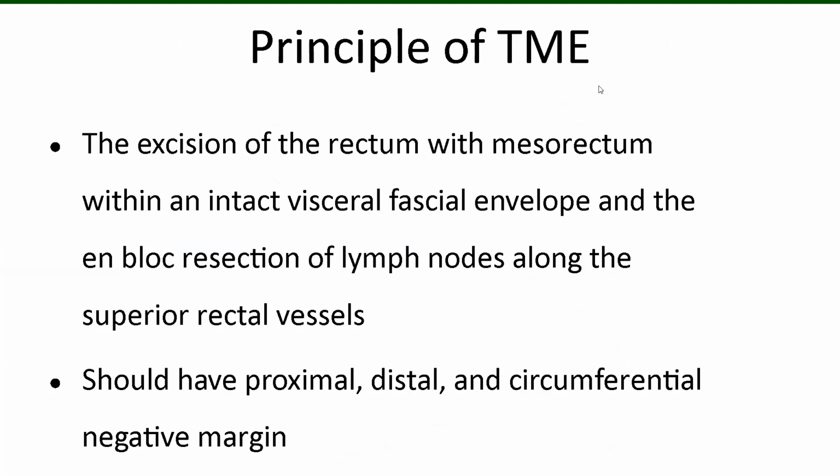It is defined as the excision of the rectum with the mesorectum with an intact visceral fascial envelope, with en bloc resection of the lymph nodes along the superior rectal vessels. Now, this should also have proximal, distal, and circumferential margins negative.